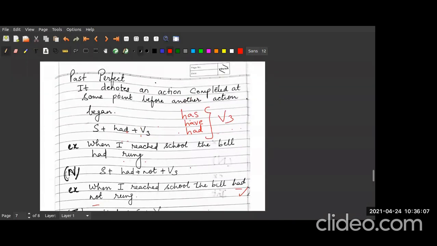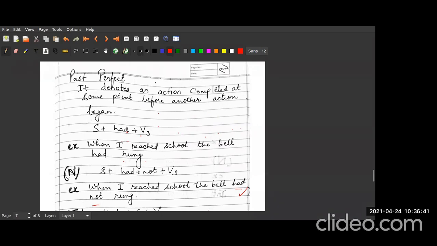Then what is the use of the past perfect tense? Completed at some point before another action began. So when do you use it? You use it to indicate the sequence of the action. Sequence मतलब दो काम past में हुआ, तो जो काम पहले हुआ उसके लिए had use करेंगे और जो काम बाद में हुआ उसके लिए simple past.